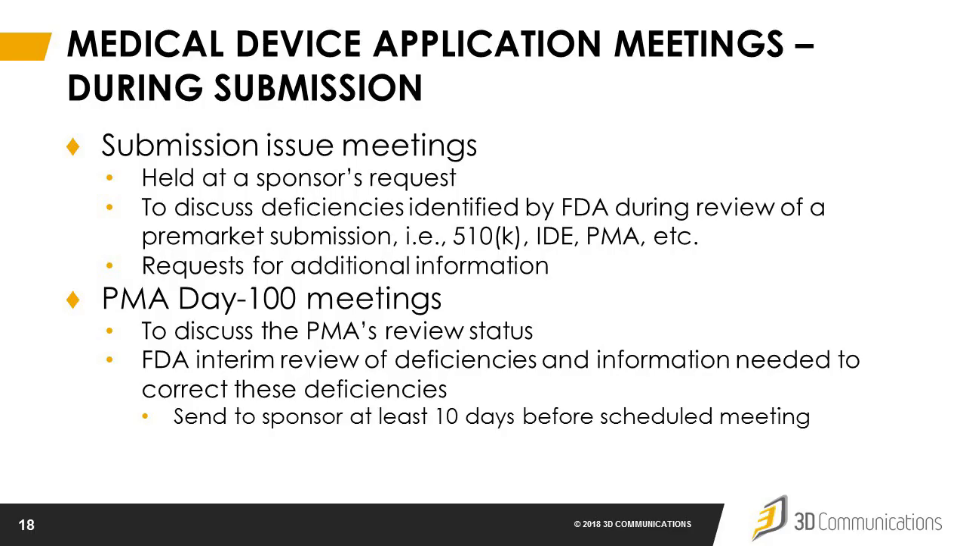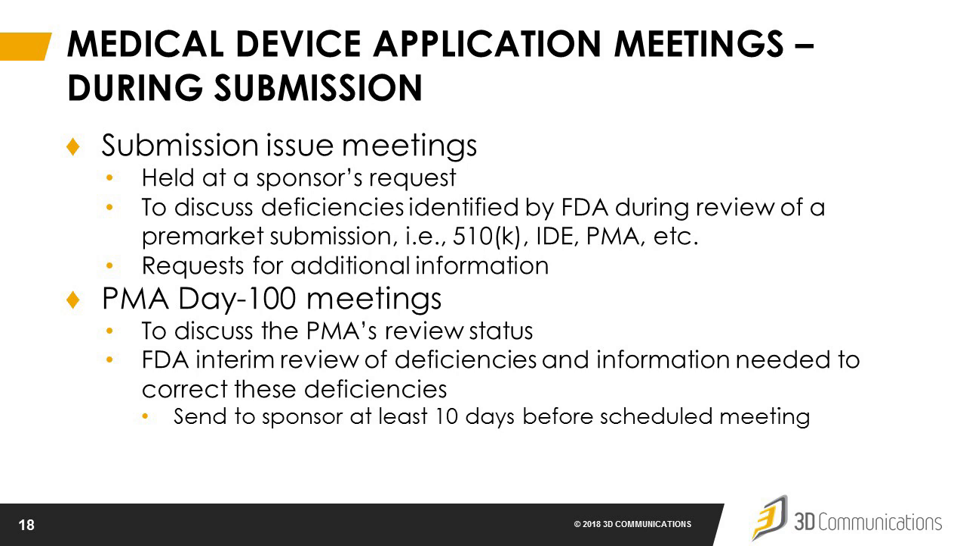And then during your submission, there's no mid-cycle and late-cycle meeting basically, but after 90 days after your submission, they give you a deficiency letter basically. So what are the deficiencies in your PMA? And then the sponsor can request meetings, what they call submission issue meetings, to discuss how you can overcome those issues and what you need to do.